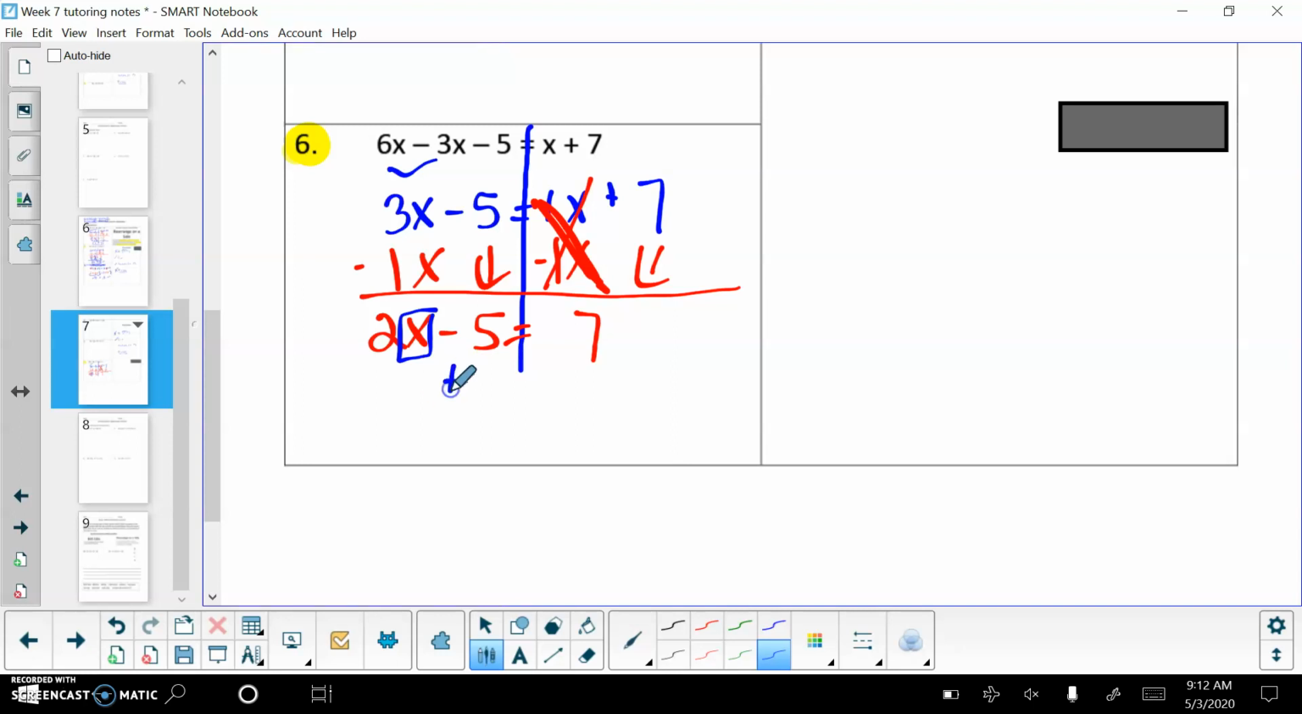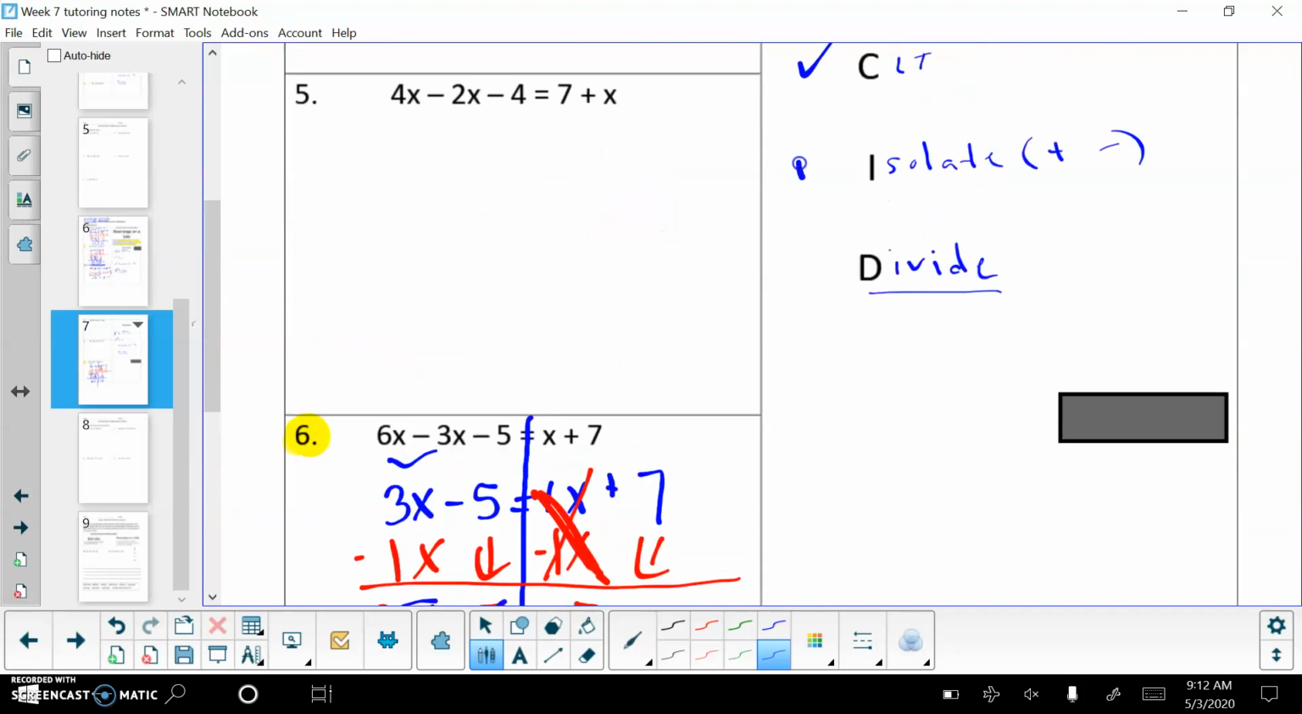Opposite of minus is plus. And that's going to make the 5's cancel because a negative and a positive 5 makes a 0. But then I'm going to plus the 5 over here. And 7 plus 5 is 12. And now I'm going to bring down the 2x. So that takes care of this isolate step.